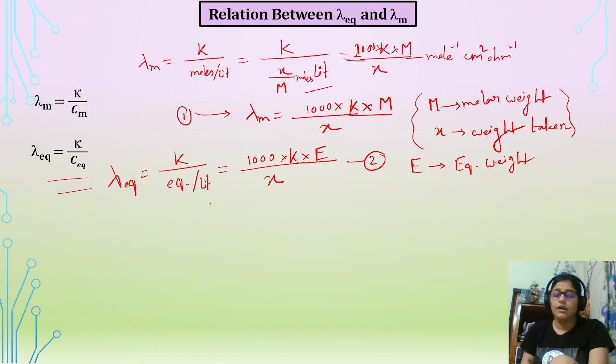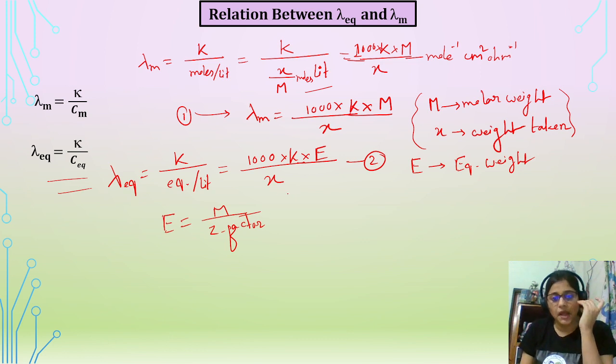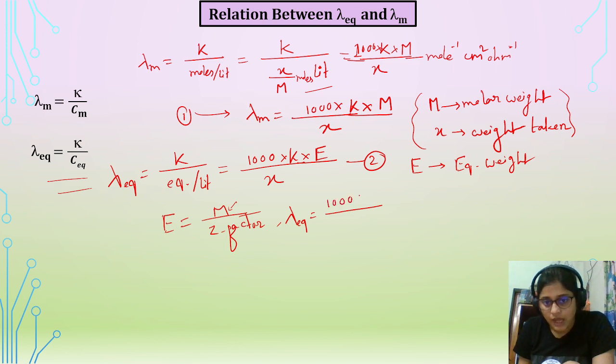And I have previously also written the relation between equivalent weight and molar weight, it is m by z factor, right? So if we put that value here, because m is there, we can cancel it. So the expression of equivalent conductance will be 1000 into kappa into m by z factor into x. This is 3, let's say.